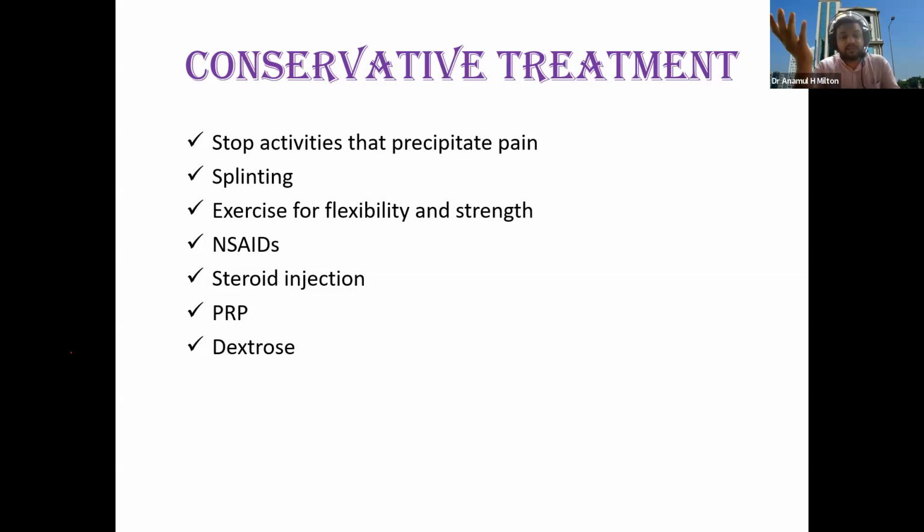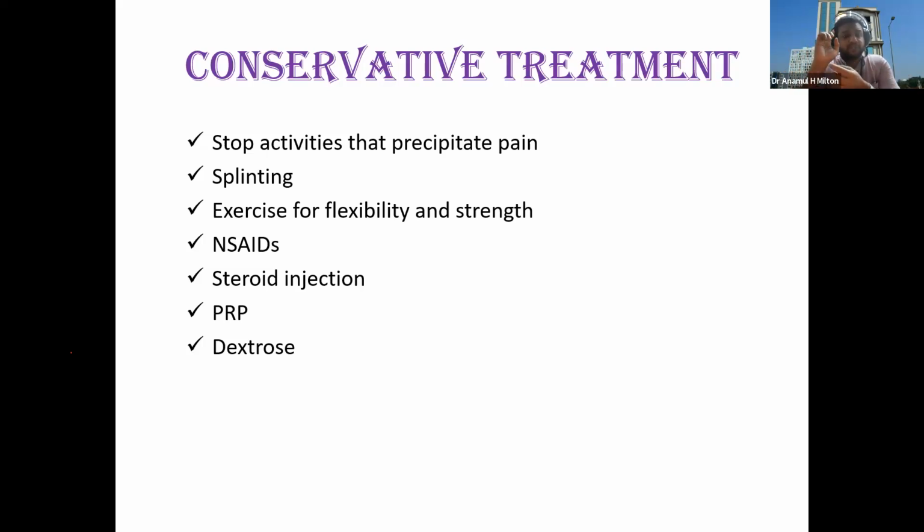Number two is splinting. You can do some exercise for flexibility and strengthening. Sometimes you give NSAIDs if there is a very small swollen area, so at that time you consider NSAIDs. But if it does not improve with conservative treatment, you can consider a steroid, but a very important part: outside the nerve, not within the nerve.